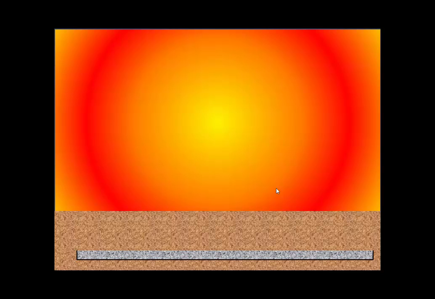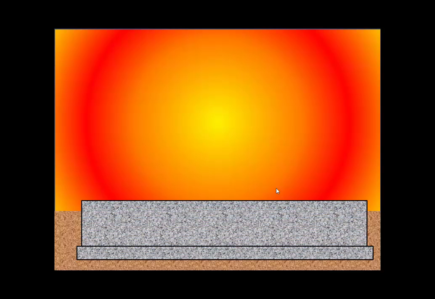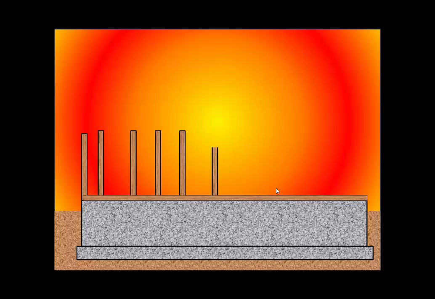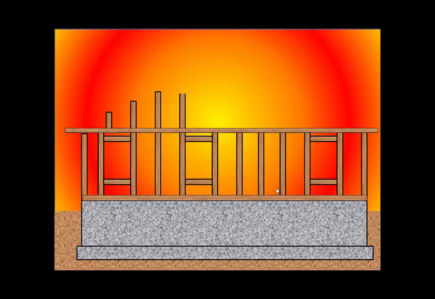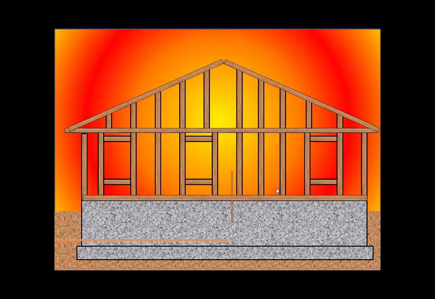With the planning complete, the house starts with a foundation system. Next, the walls are framed and the headers are installed to support the windows. Then up goes the roof.